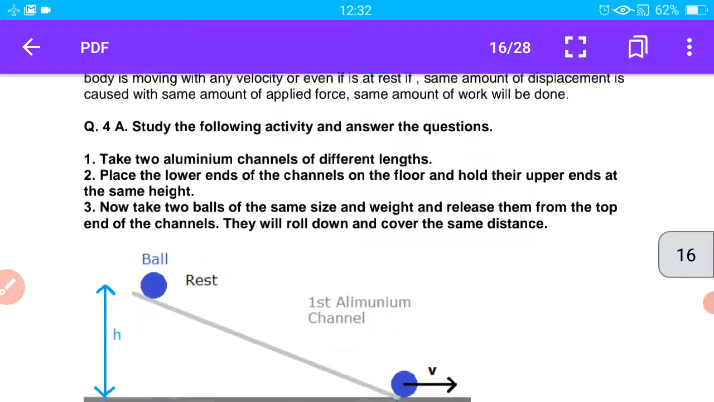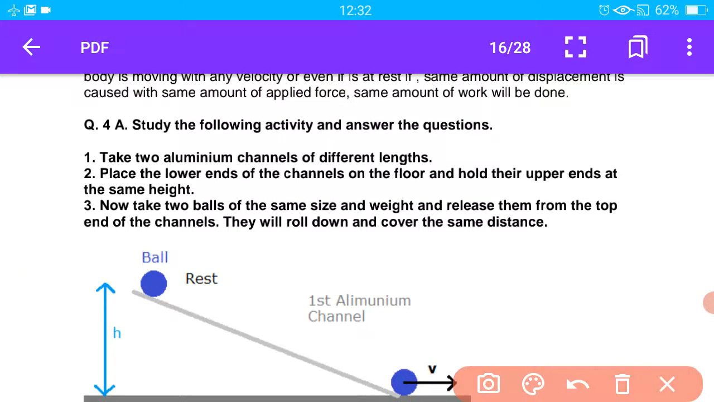Next question, question number 4a. Study the following activity and answer the question. Activity: first, take two aluminium channels of different lengths. Second, place the lower ends of the channels on the floor and hold their upper ends at the same height. Third, now take two balls of the same size and weight and release them from the top end of the channels. They will roll down and cover the same distance.